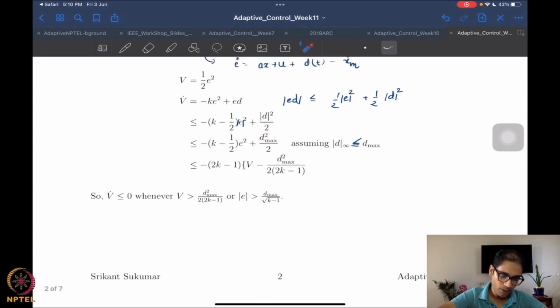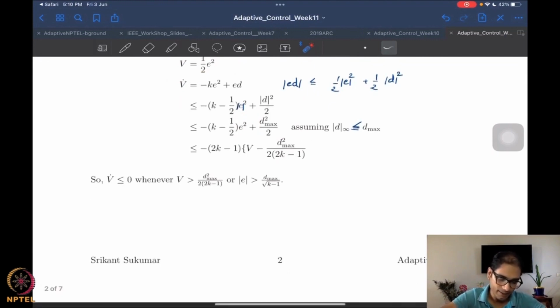So what do I do? Now I know that this E square is actually just twice V. Okay, so I write E square as twice V, and I get something like this. Okay, so we are missing this. I take 2k minus 1 common from here, right? Because this is twice V, the 2 cancels out, so this becomes 2k minus 1. I take that common out here, and this becomes d max squared divided by twice 2k minus 1.